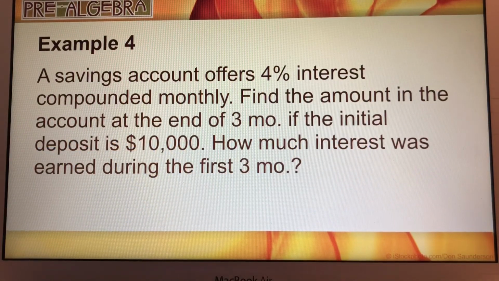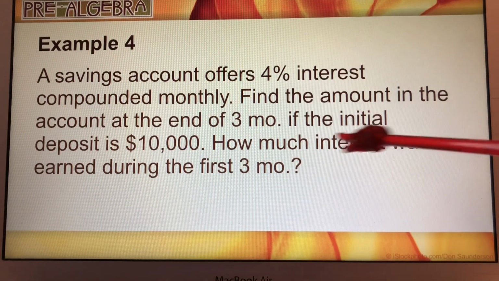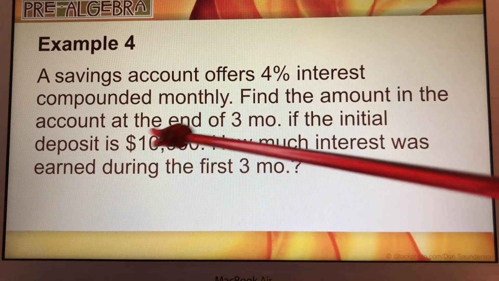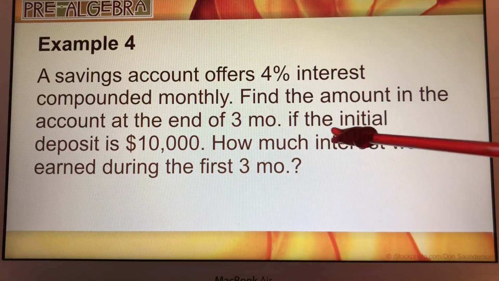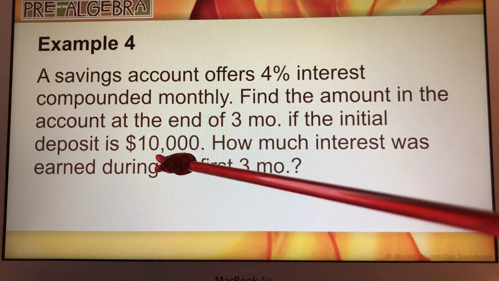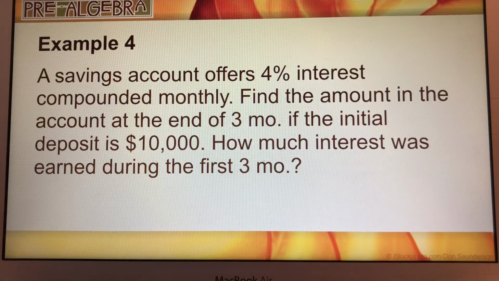A savings account offers 4% compounded monthly. Find the amount in the account at the end of 3 months. If the initial deposit was $10,000, how much interest was earned during the first 3 months?